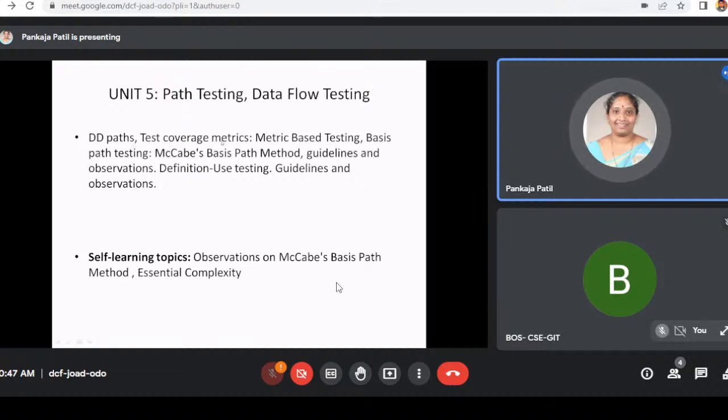Then there are some metrics which are used to measure the performance of your program, so those are called metric based testing that you are going to study here. Then basis path testing. So basis path testing is one of the famous testing methods available, and by using that, you're going to find out the cyclomatic complexity of a given graph. There is a graph which shows different paths available in the program, and by using those paths, you're going to find out the cyclomatic complexity of a given graph, which tells how many independent paths are available.